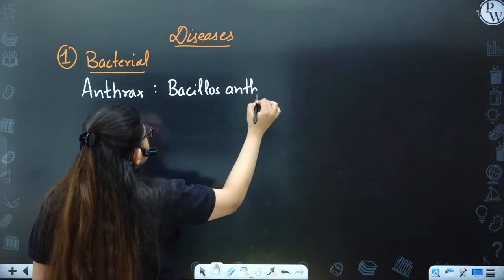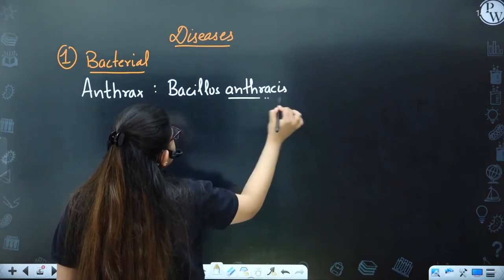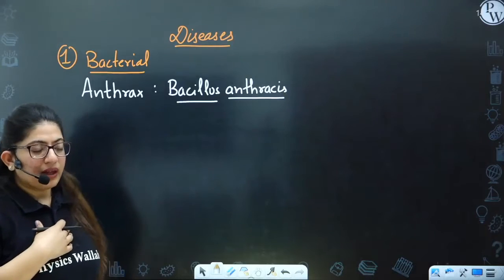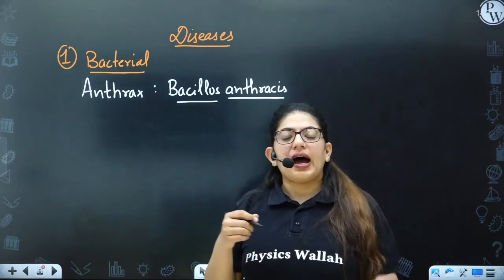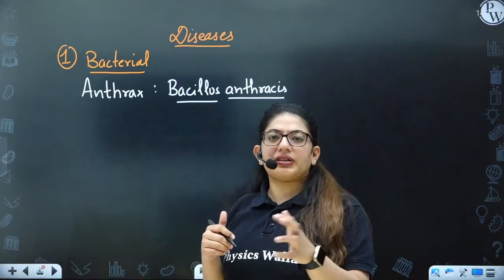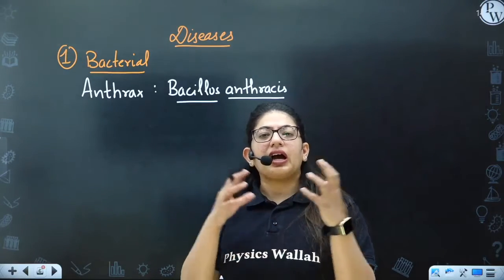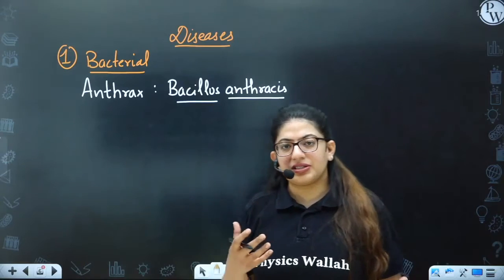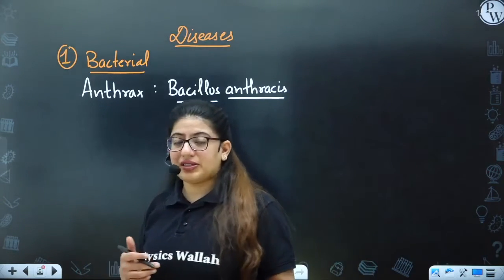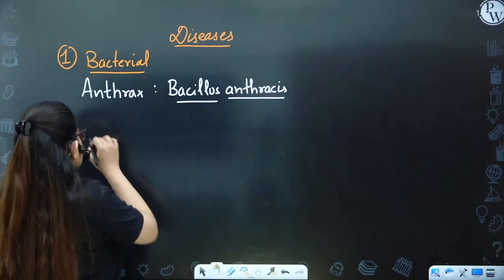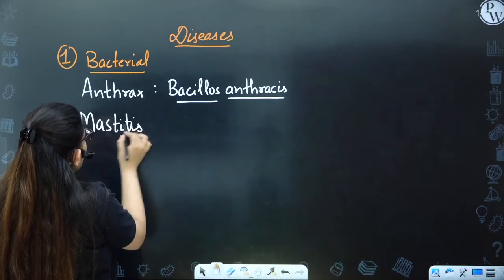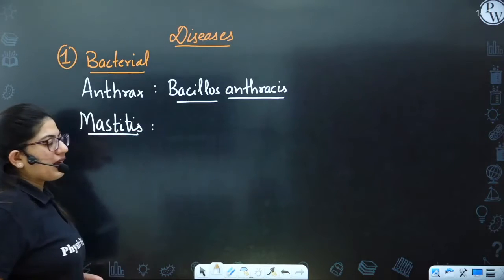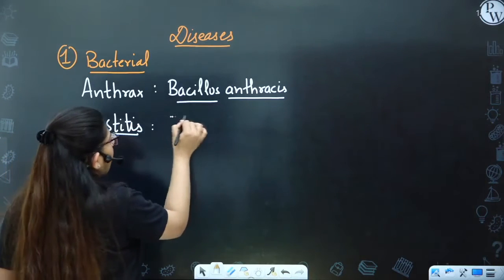That's a disease which can also spread to us, to humans. In this disease, it sometimes enters through the nose and the entire blood gets septic, the entire blood gets infected. Even the organism can die easily. The second one is mastitis. Itis means inflammation, so mastitis is inflammation in the udder region.